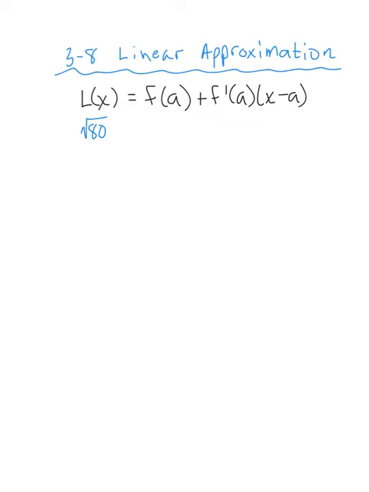So a is going to be our point that is close to 80 that's easy to work with. In other words, I want to find the closest perfect square to 80. The closest perfect square to 80 would be, what, 81. And then we're going to let x equal 80. So our x is 80, and our easy number to approximate is 81.